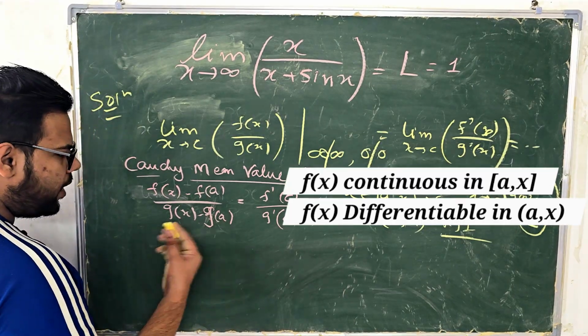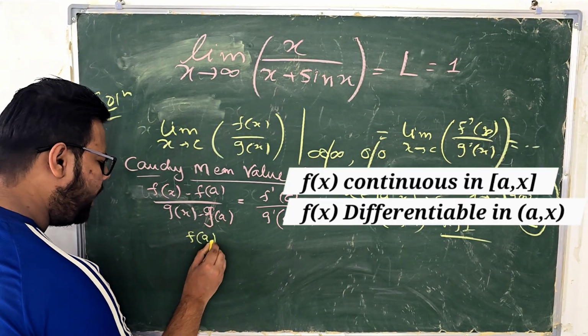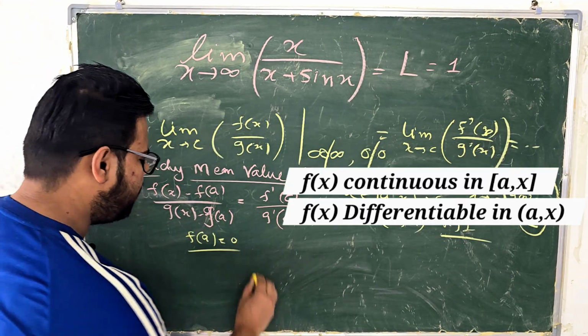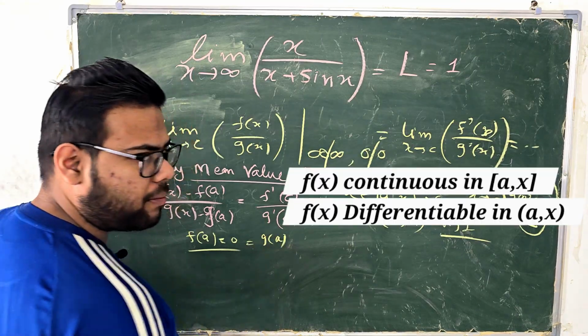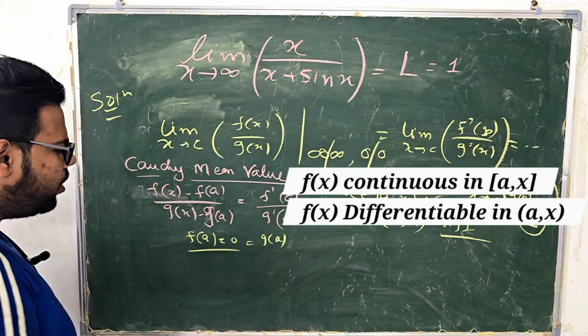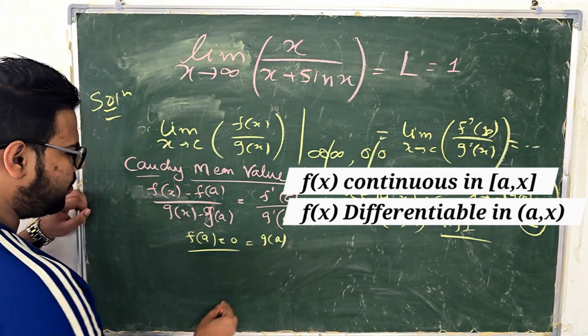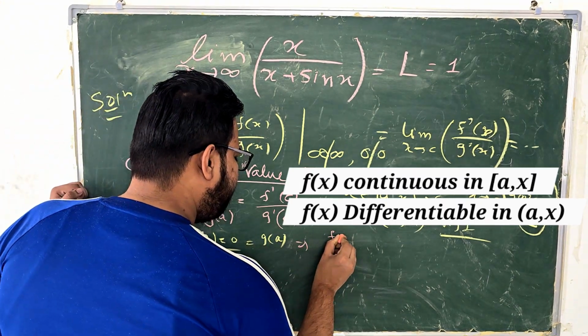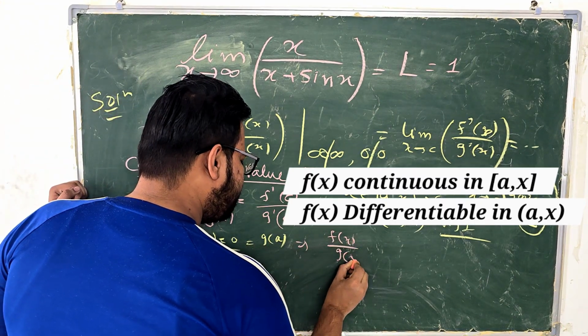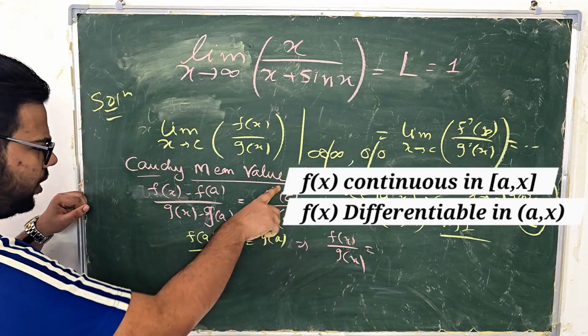So let's assume function at a is 0 is equal to g at a. So you can say f at x by g at x is this quantity.